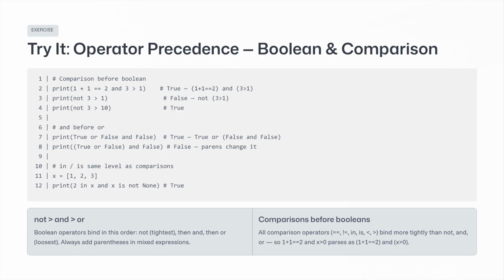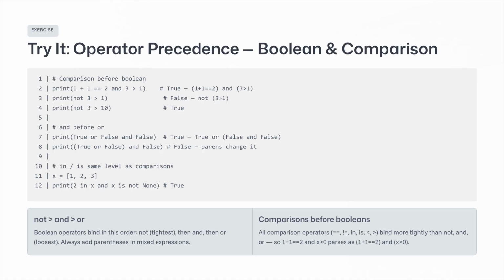Line 7, true or false and false. And binds tighter than or. So this is true or false and false, which is true or false, which is true. Line 8, parens: (true or false) and false. Parens change it. True or false is true, then true and false is false.